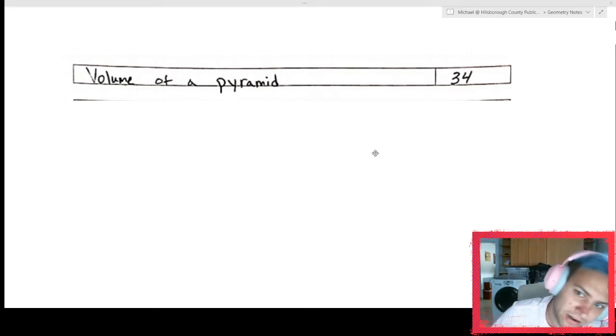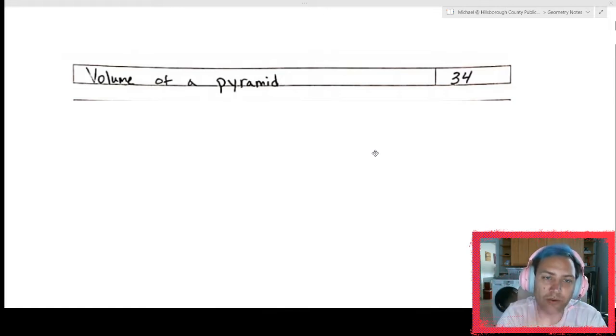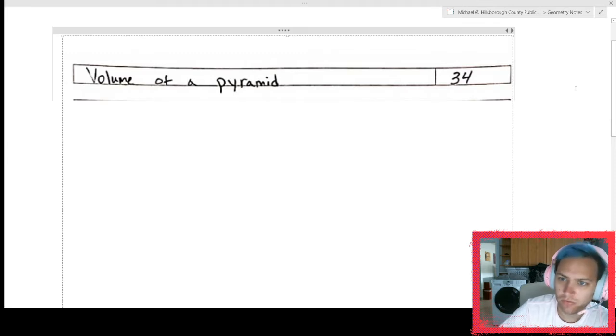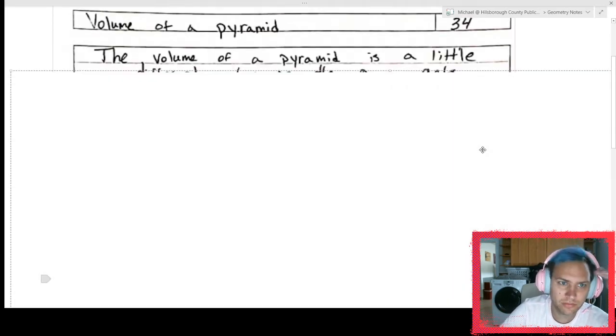Hello everybody, we are going to be on page 34 today talking about the volume of a pyramid. Today we are going to cover this, and tomorrow, or whenever you watch the next video, you're going to talk about volume of cones, and those are the two volume things we're going to really focus on this week. So my first one, volume of a pyramid.